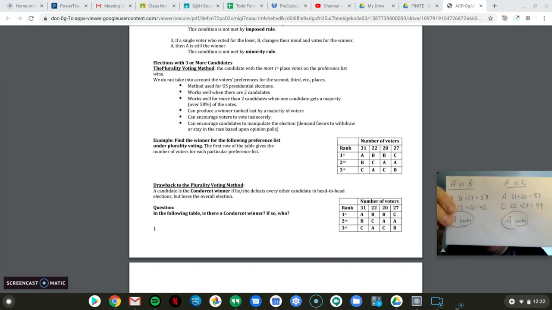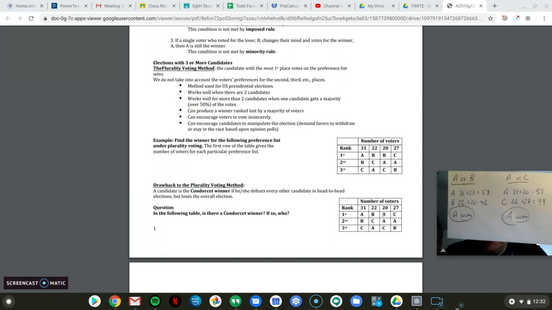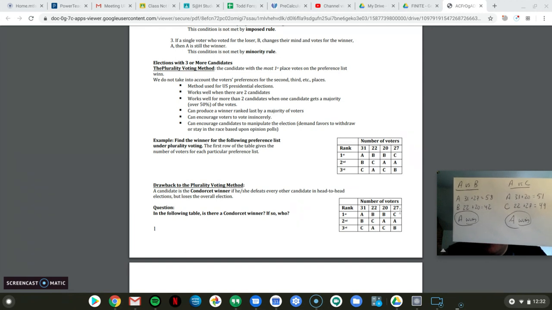What if B hadn't been in the election and it had been only A versus C? A still would have won, because look, A is ranked higher than C in the 31 column. A is also ranked higher than C in the 20 column. 31 plus 20 is 51%. C was ranked higher than A in the 22, and C was ranked higher than A in the 27 column. They only would have gotten 49%. So A would have won again.